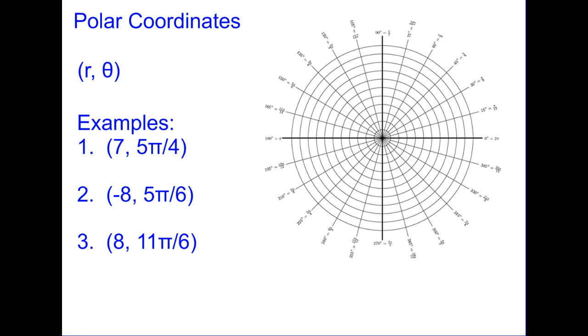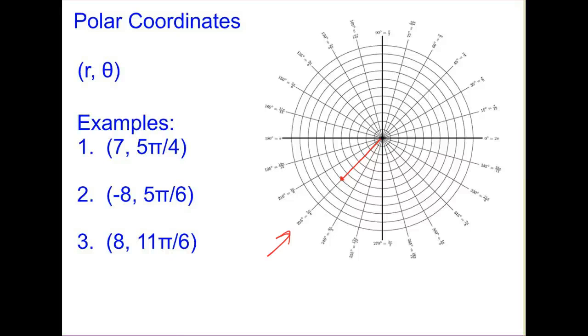The first example we have is a radius of 7 at an angle of 5 pi over 4. So what I'm going to do is first find 5 pi over 4, which is right there. And then I'm just going to draw out 7 of these radiuses. So let me see if I can do that real quick. So it'll be 1, 2, 3, 4, 5, 6, 7. So there it is. There's our first polar coordinate, 7, 5 pi over 4.